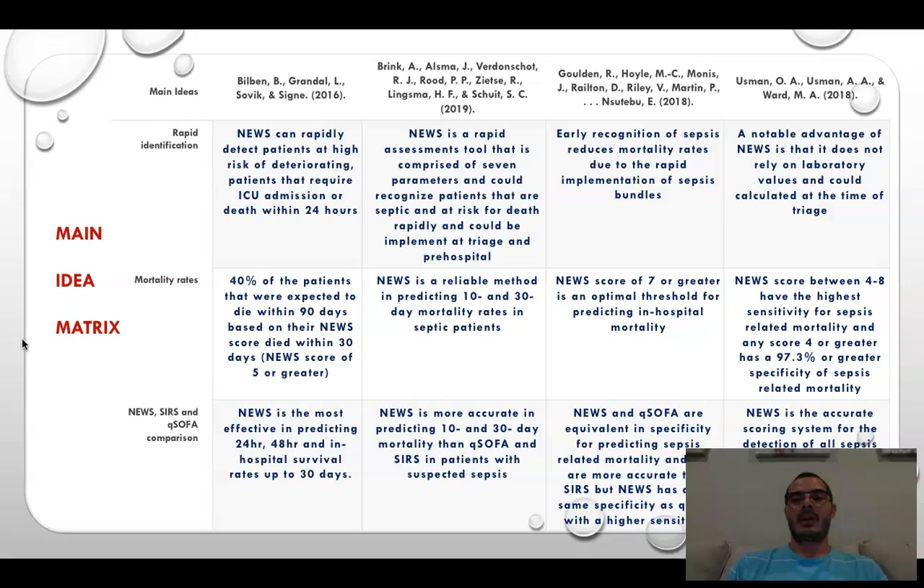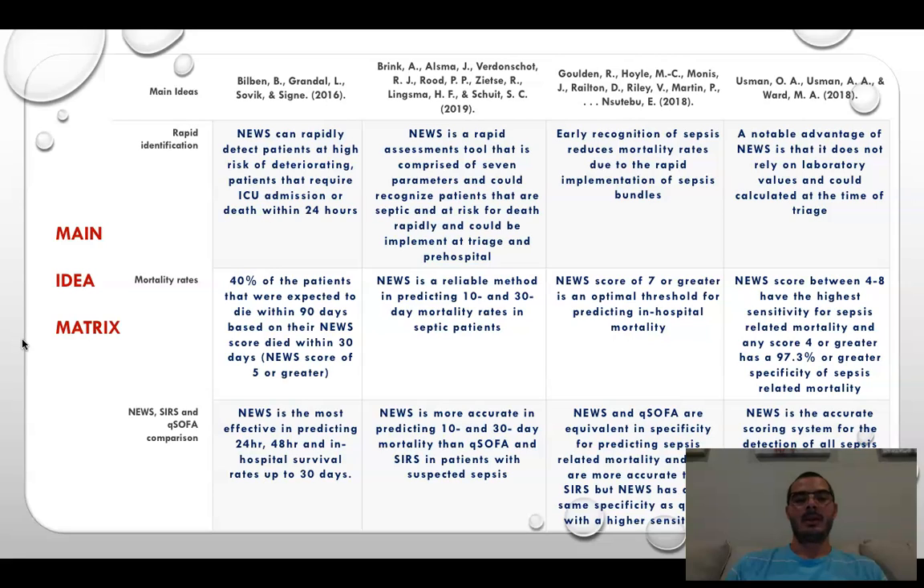The other 2 articles go into the same thing. Early recognition of sepsis reduces mortality rates due to rapid implementation of sepsis bundles. A notable advantage of NEWS is that it does not rely on laboratory values and can be calculated at the time of triage. That's important when you talk about SIRS. SIRS has a high sensitivity to recognize septic patients. The problem with SIRS is that it relies on lab values, which could be timely and delays care.